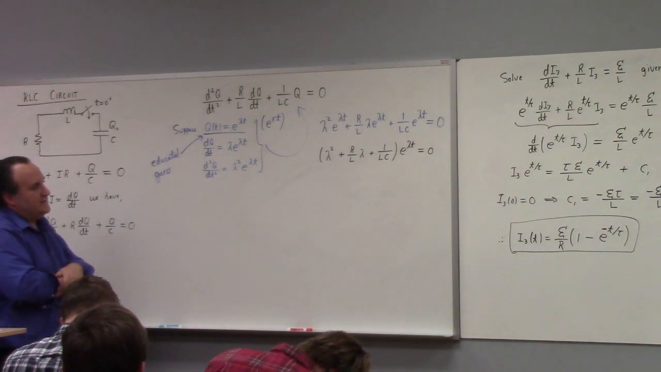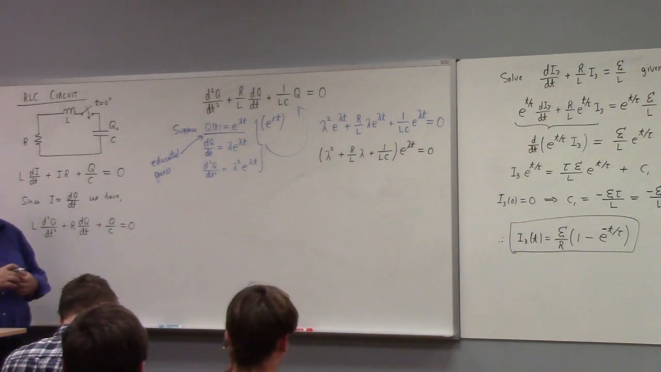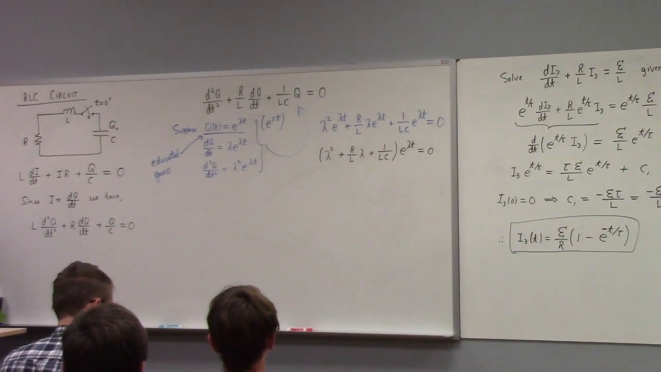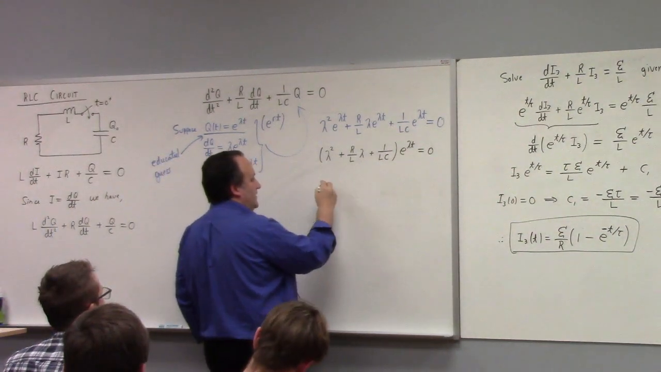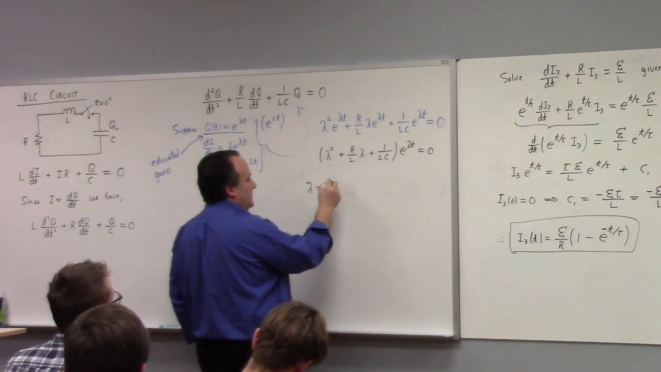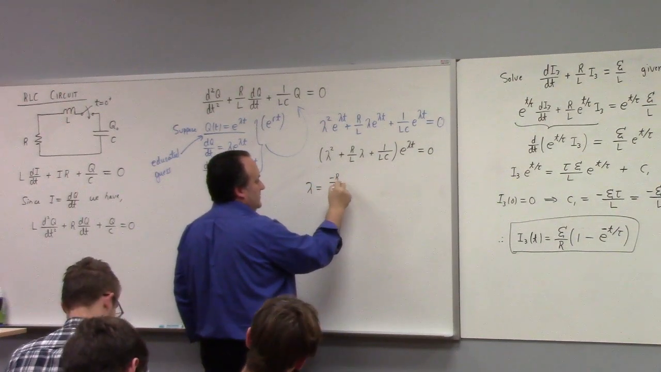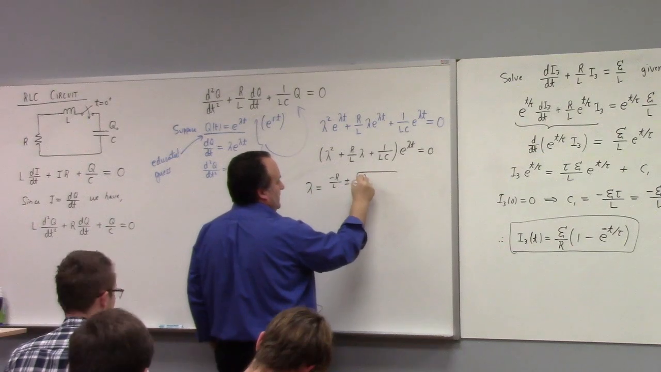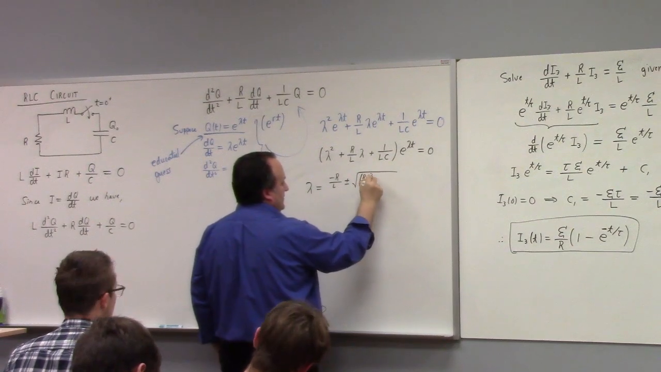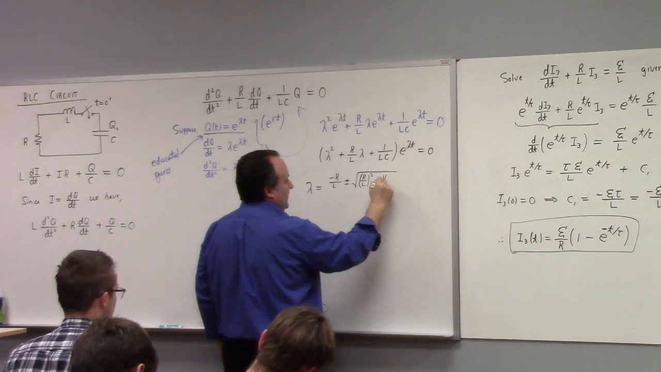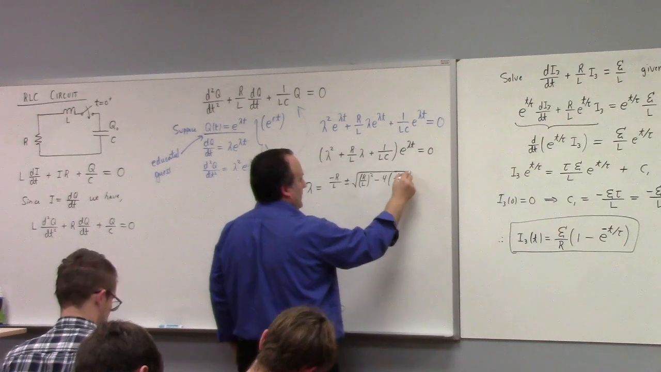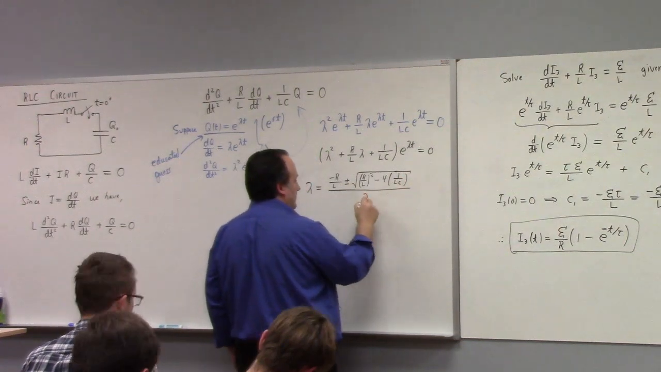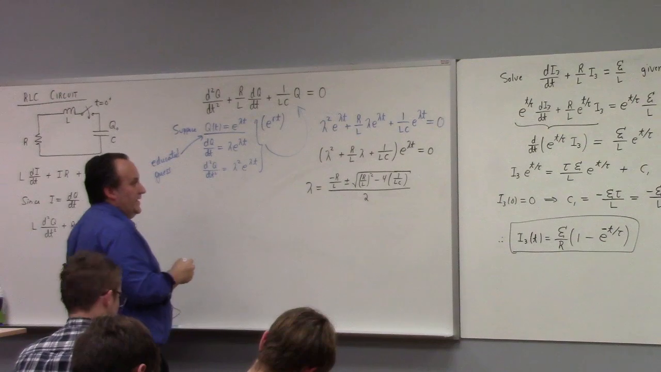Anyway, so in order for that to work, we need that the quadratic equation in lambda has to be 0, right? That's the deal. And so you know the drill. So lambda is equal to what? Minus R over L plus or minus the square root of (R over L) squared minus 4 times 1 over LC, all divided by 2. This is the quadratic equation, right?